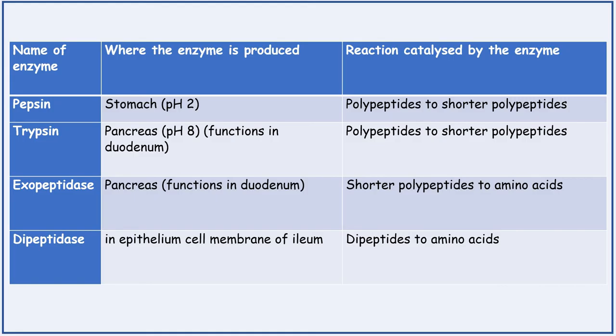polypeptides into shorter polypeptides. Exopeptidase is produced in the pancreas, but it functions in the duodenum, and it catalyses shorter polypeptides to be hydrolyzed into amino acids by hydrolyzing the peptide bond. Dipeptidase is found in the epithelial cell membrane of the ileum, and it catalyses dipeptides to be turned into amino acids by hydrolyzing the peptide bond.